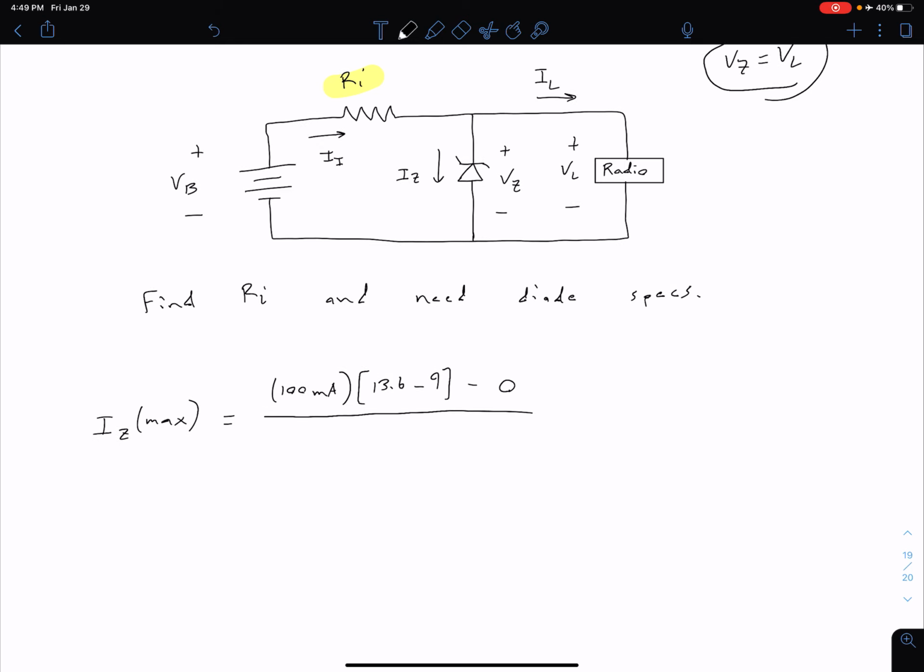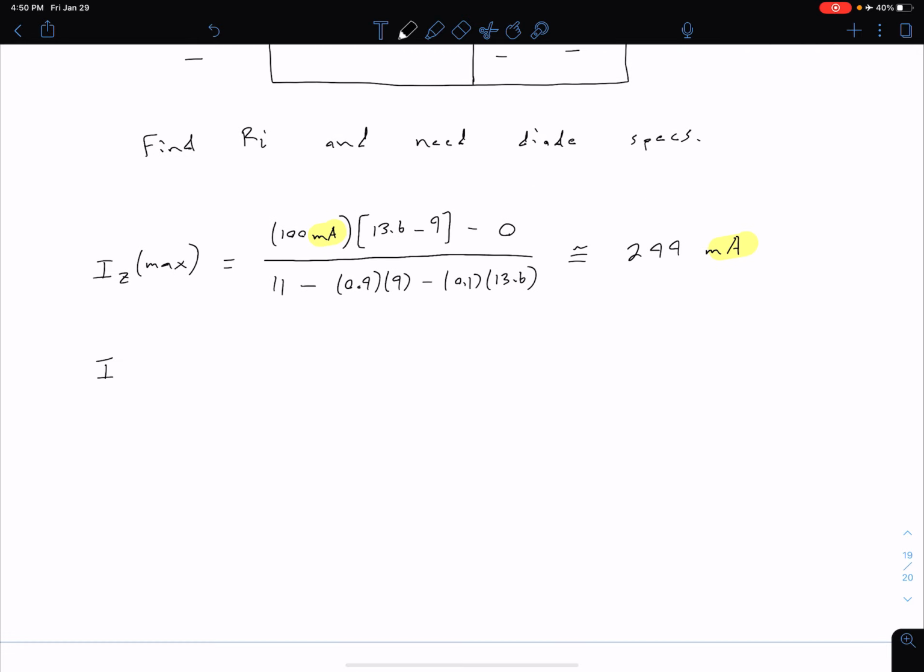In the denominator, we had our VPS min, in this case our VB min, which is 11 volts, minus 0.9 times our VZ, which we said is 9 volts, minus 0.1 times our VPS max, which is the 13.6 volts. Plugging all of that in, we get approximately 299 milliamps. Because I had this current up here in milliamps, my answer is in milliamps as well. We could also calculate our IZ min just by dividing that value by 10, and that comes out to be about 29.9 milliamps.